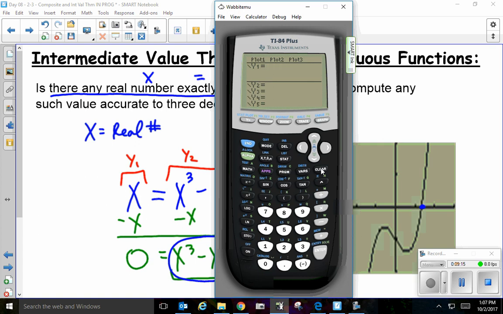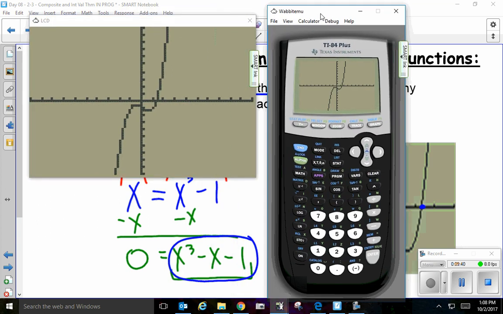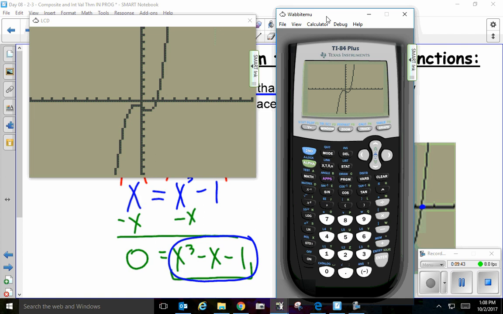Let's clear this whole thing out, because pre-calc uses a lot of calculator today. So if I go to y equals, I'm going to say x cubed minus x minus 1. And if I graph this, I get this thing right here. Our answer is our x. There's only one answer right there.